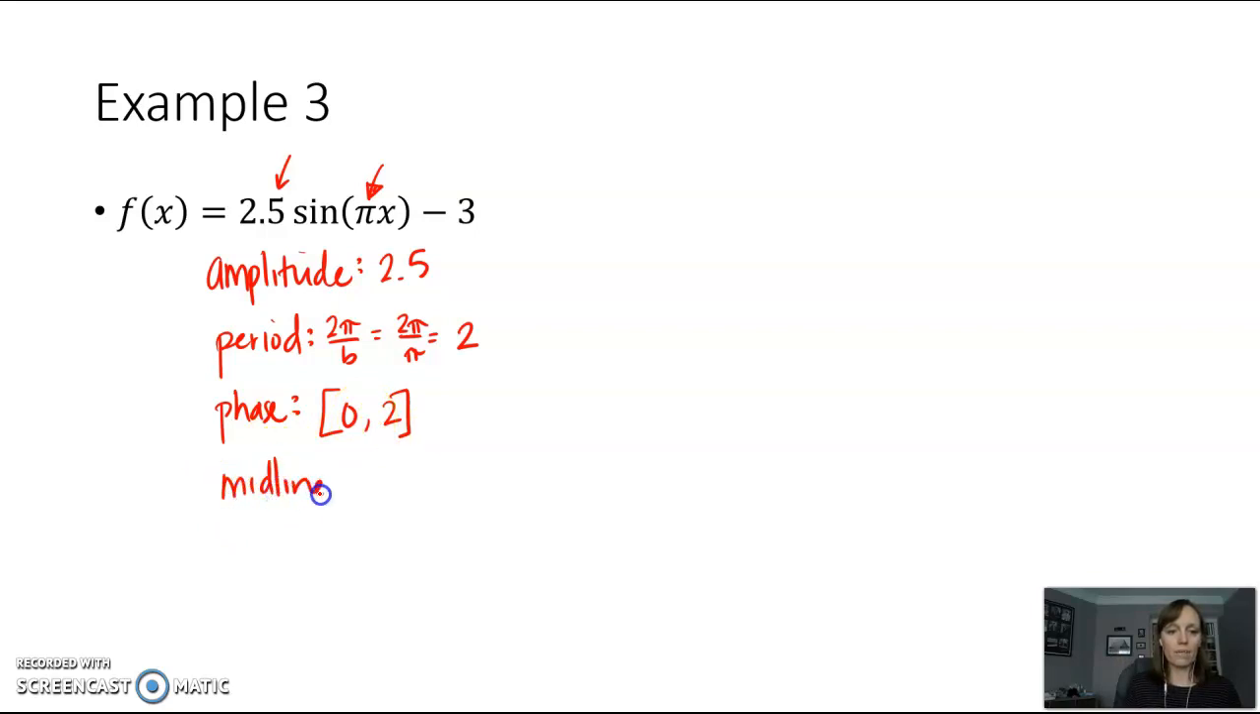Finally, let's talk about the midline. So the midline is changed by this number here at the end. And so we know that the midline is going to move down 3 units because of that minus 3. So now my midline is at y equals negative 3. So pause this video, take a moment looking at these features to see if you can sketch this graph.